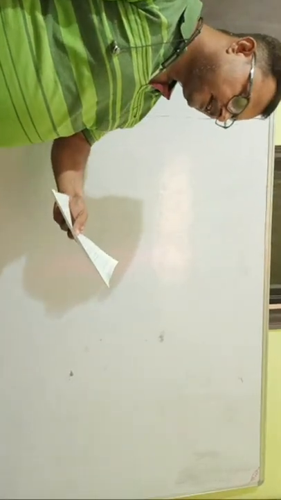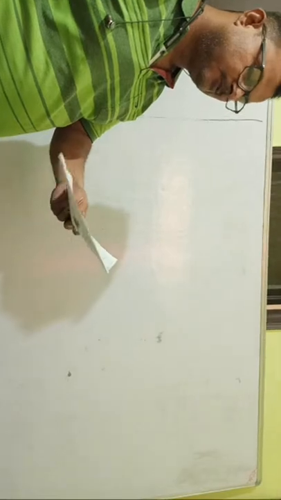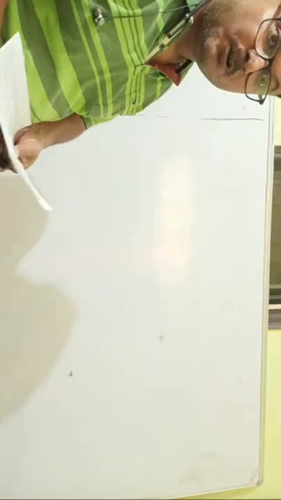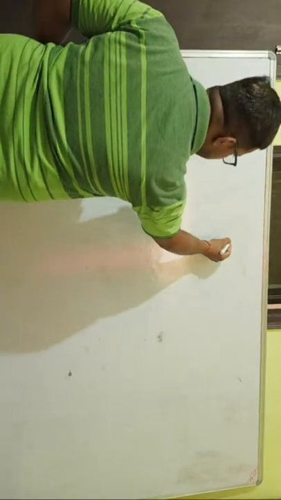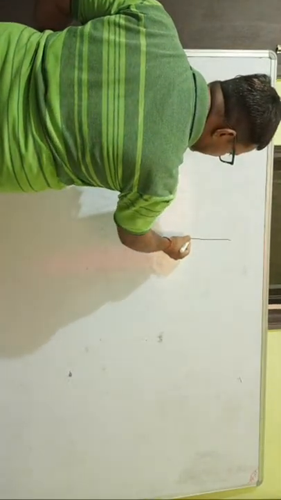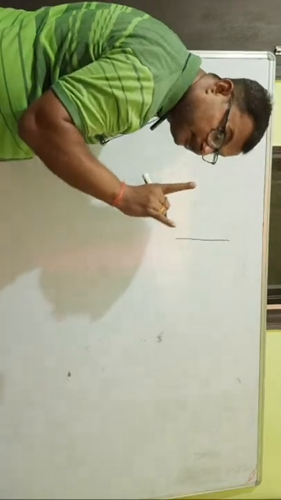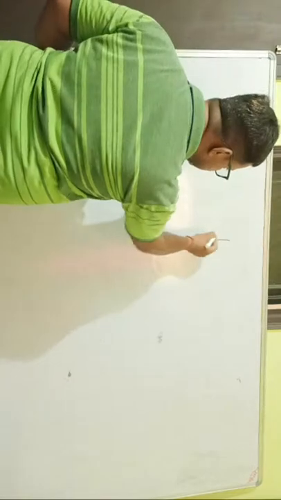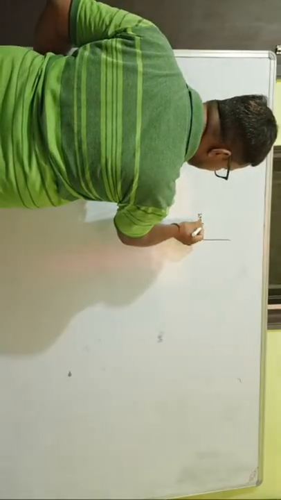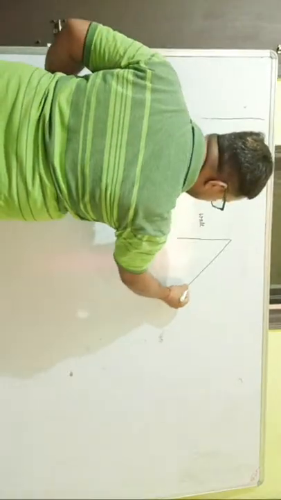See here, once more I am going to read. Find the length of the ladder making an angle of 45 degrees with the ground. That is not making with the wall. That angle is made with the ground. See, this may be the wall, and you have to draw the diagram, remember, by using ruler and pencil. This is the wall.